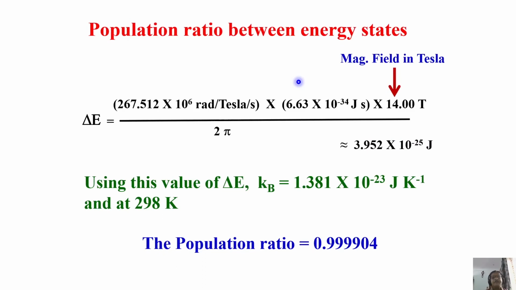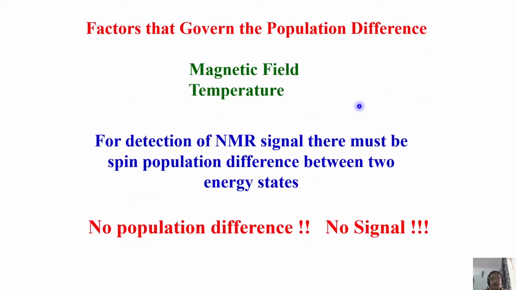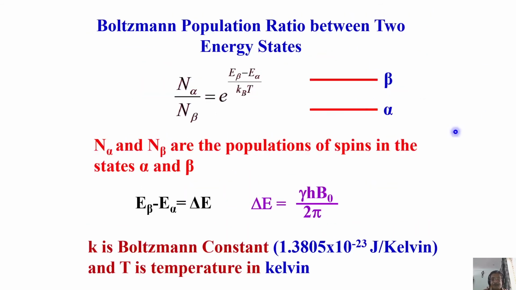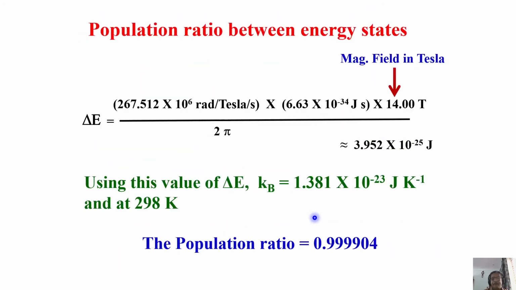Okay. First, let us see what the real population difference between the two energy states is. If you take the population ratio, not the difference, I'm talking about the population ratio. Now, delta E is gamma times this. I wrote h, Planck's constant, here, and B naught over 2 pi. B naught is the magnetic field, which I have taken in Tesla, 14 Tesla, and 2 pi is simply a number. Don't worry, all the units are properly written here.